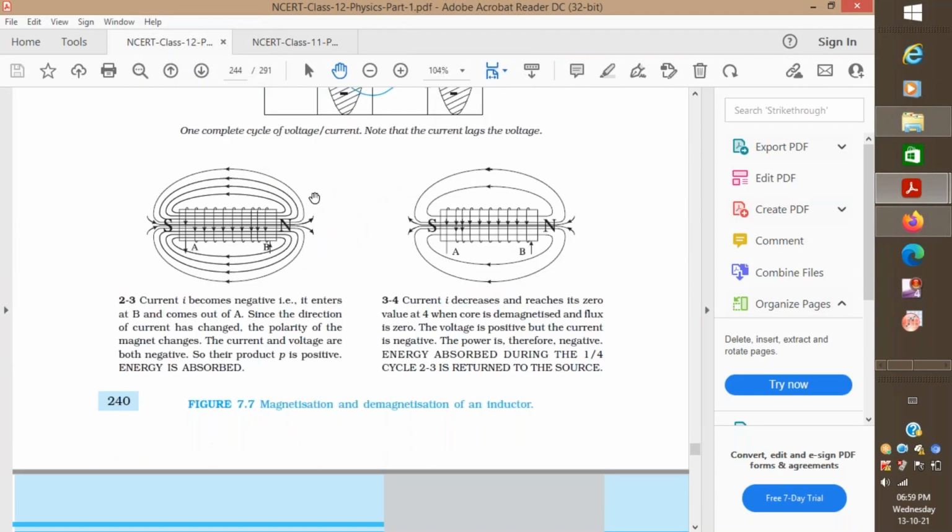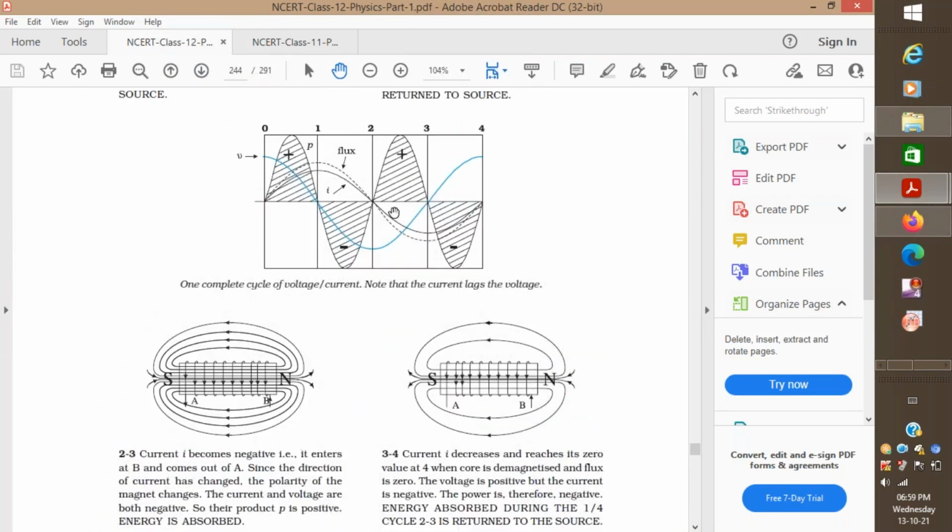In this third figure, the current is actually reversed. Look here, this current is reversed in the third quarter, 2 to 3. Current is in the negative direction, voltage also in the negative direction, so power will be positive. This is the power, positive here. If you can see, this is the power.